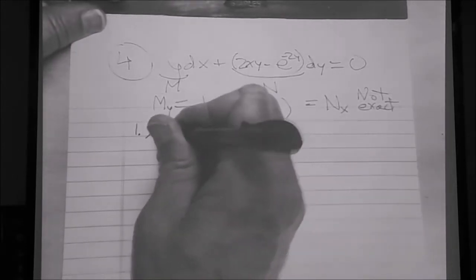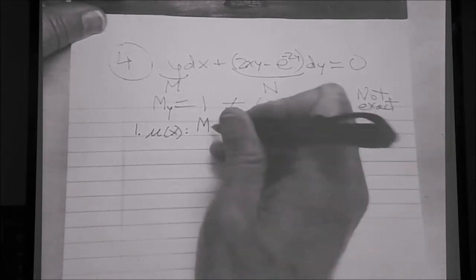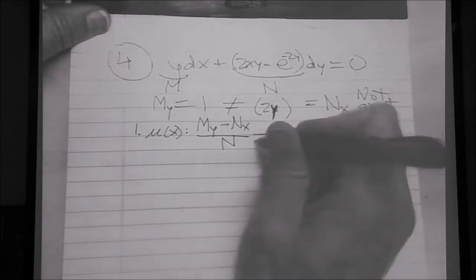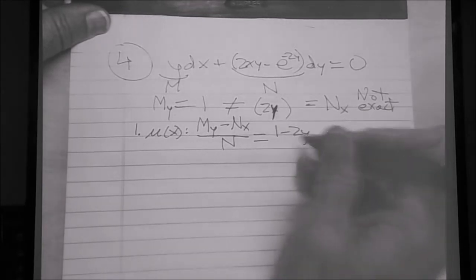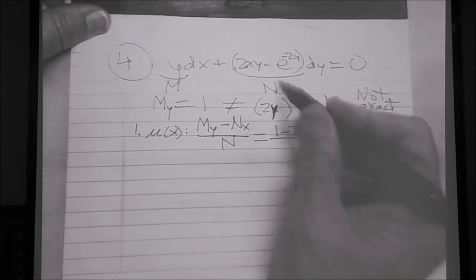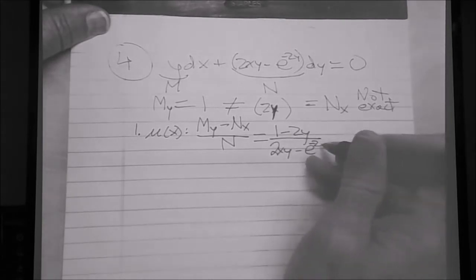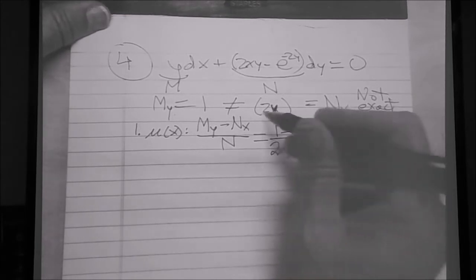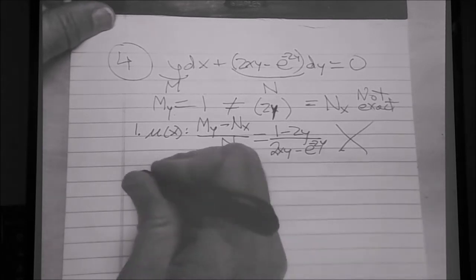Suppose I want an integrating factor that's a function of x only. Here's what we said. There will be such if my minus nx over n is a function of x only. So let's compute that. We already have my up here as 1, nx up here is 2y. We divide it by n, which is 2xy minus e to the minus 2y. Oh boy, that's not going to work. That's got a y in it. So this is not going to be a function of x only. It doesn't work. There's one more hope.